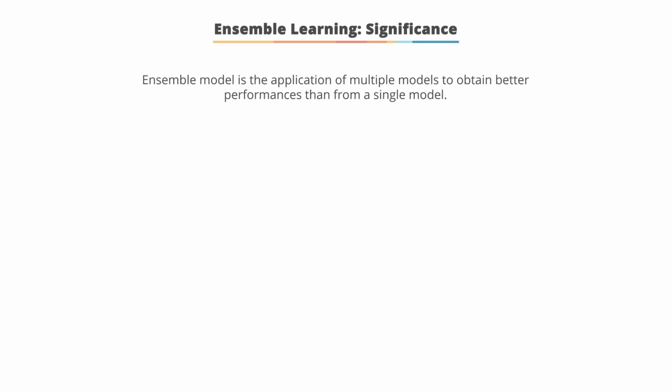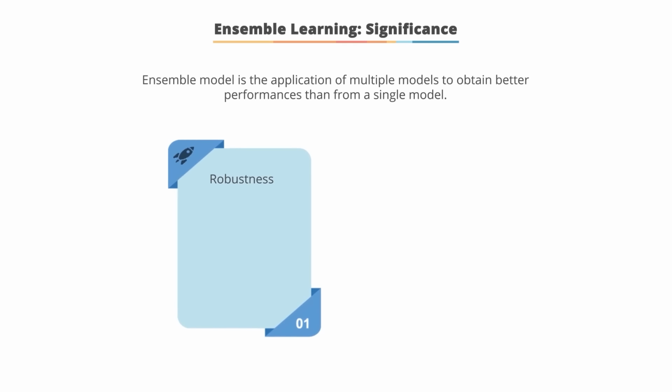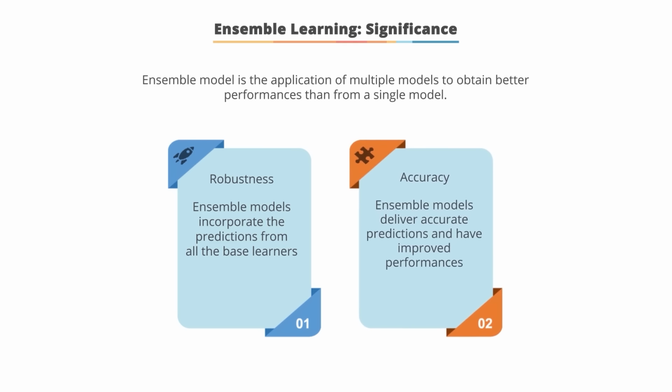Ensemble model is the application of multiple models in order to obtain better performance than a single model. Performance depends on two major factors, robustness and accuracy. Ensemble models incorporate the predictions from all the base learners. This provides robustness. Ensemble models deliver accurate predictions and have improved performances.